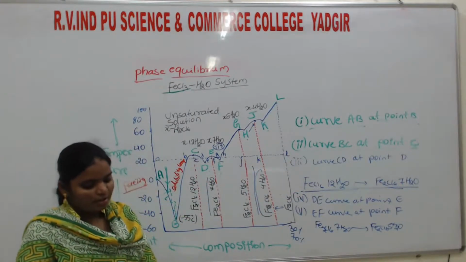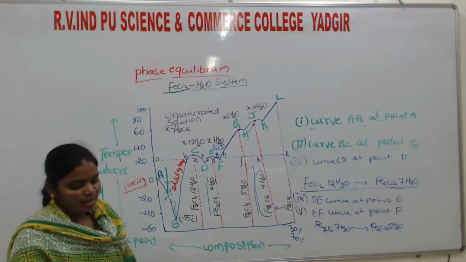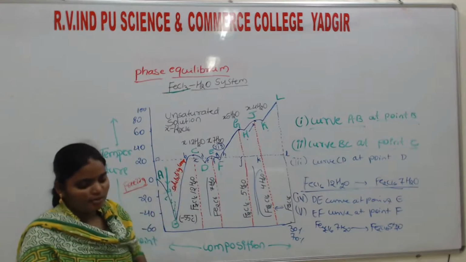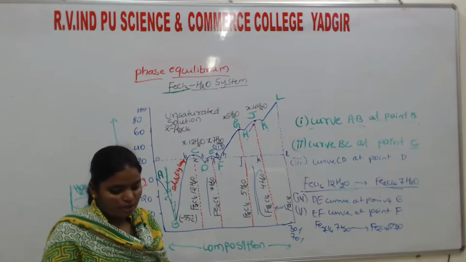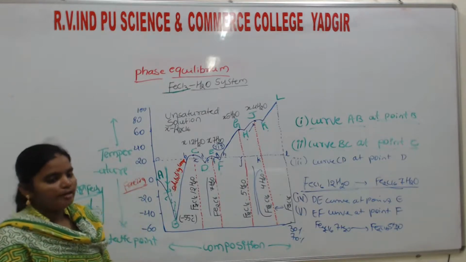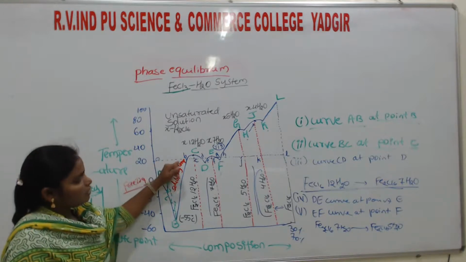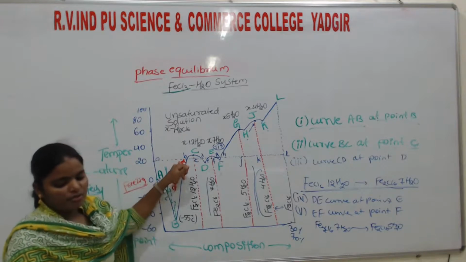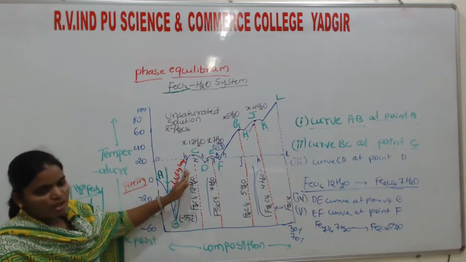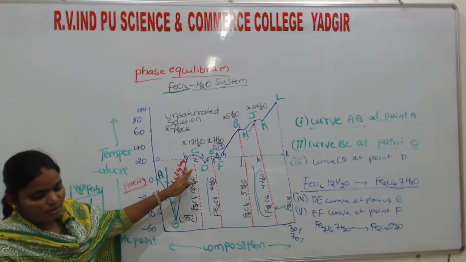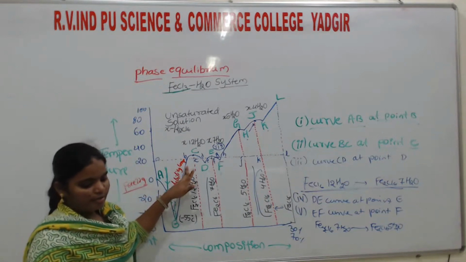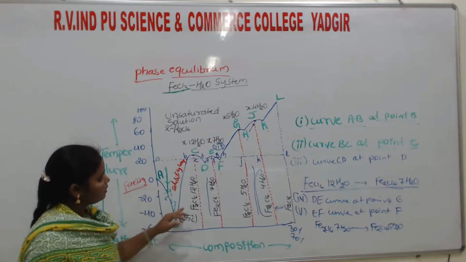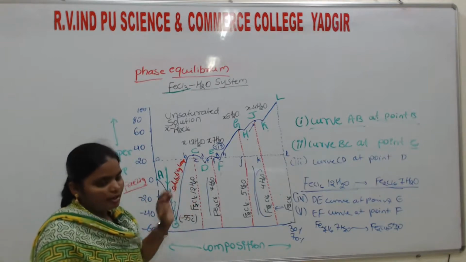Okay, first, the concentration of the solution increases as you move from A to B. The concentration increases up to the point B. At point B, the solid Fe2Cl6·12H2O begins to separate out. Here the ferric chloride hydrate starts separating.